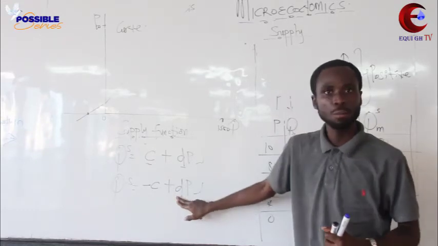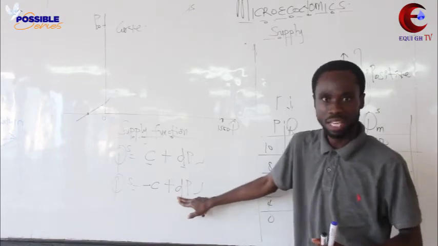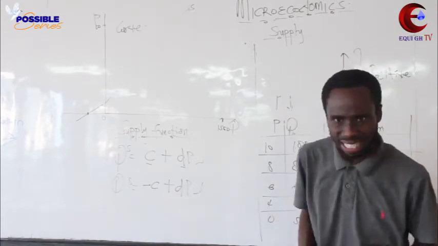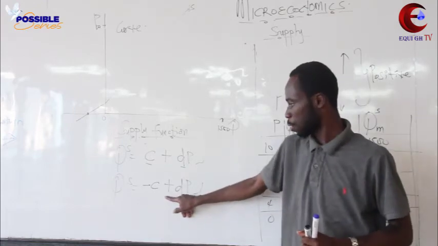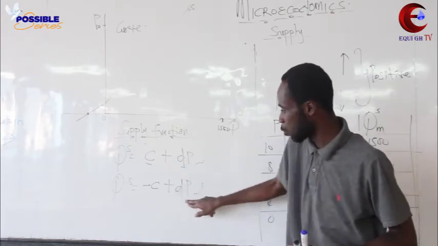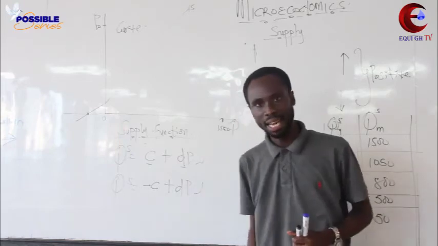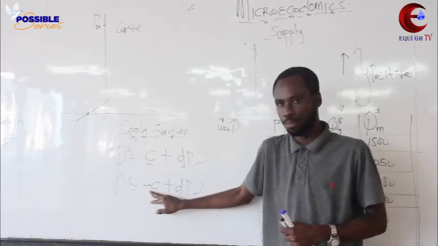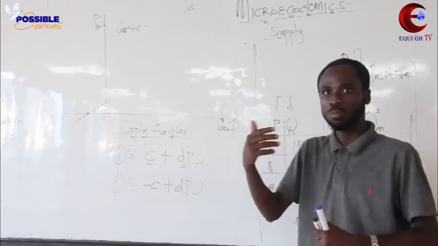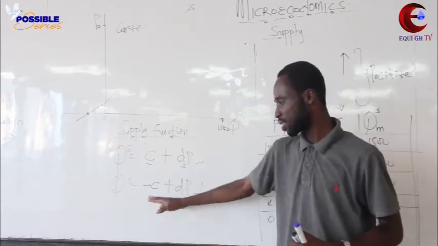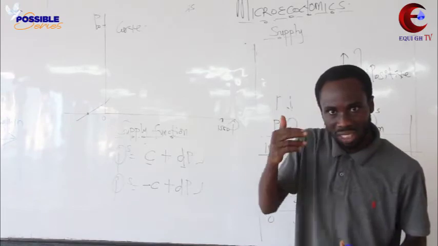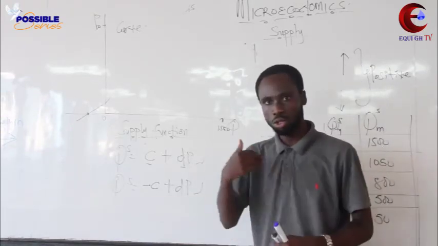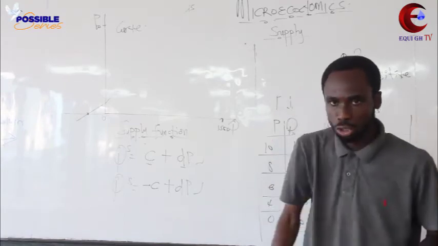But over here, D should be positive. Why? Because of the relationship. It must be positive, because of the relationship between price and quantity supplied. And I've already explained the components. This one, C, is the autonomous supply. This is what is supplied when price is equal to 0. It does not depend on the price. Irrespective of the change in price, that's what suppliers are going to supply.